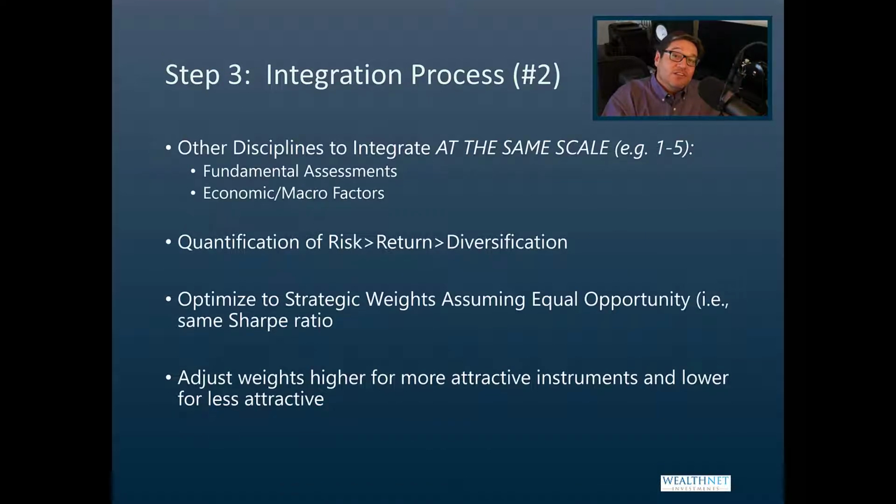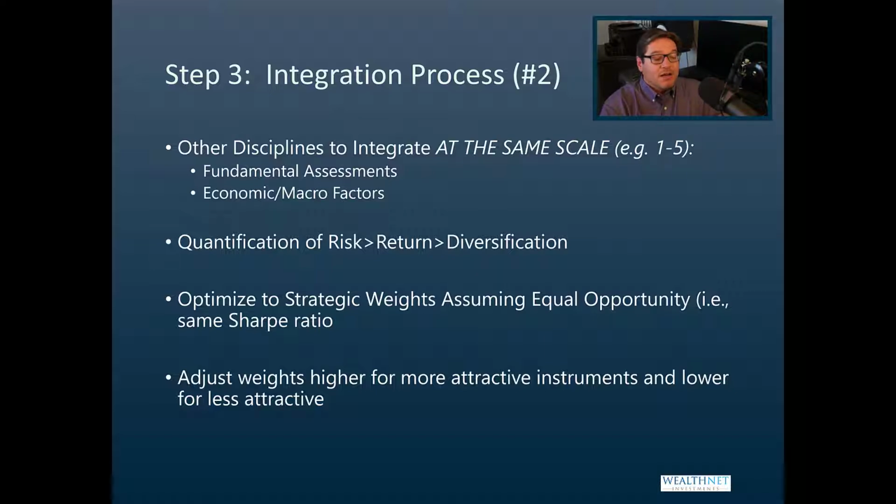So step 3, integration process. This is how we talk to each other. Other disciplines need this to integrate at the same scale. For example, I'm going to use in this example 1 through 5. And we can look at the fundamentals and the economics, the macro, and go from there. Now, we want to quantify our risk, return, and our diversification. So we can use non-numbers, like qualitative information that we find in our research, but it's best to turn that into a number. So, is it a 3, neutral, or is it a 5, extremely bullish, or is it a 1, extremely bearish? And just use those ratings to actually help them talk and quantify.